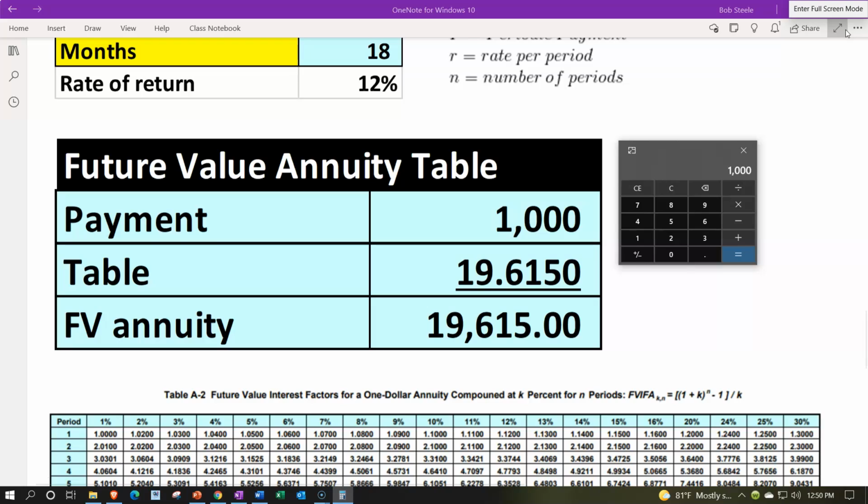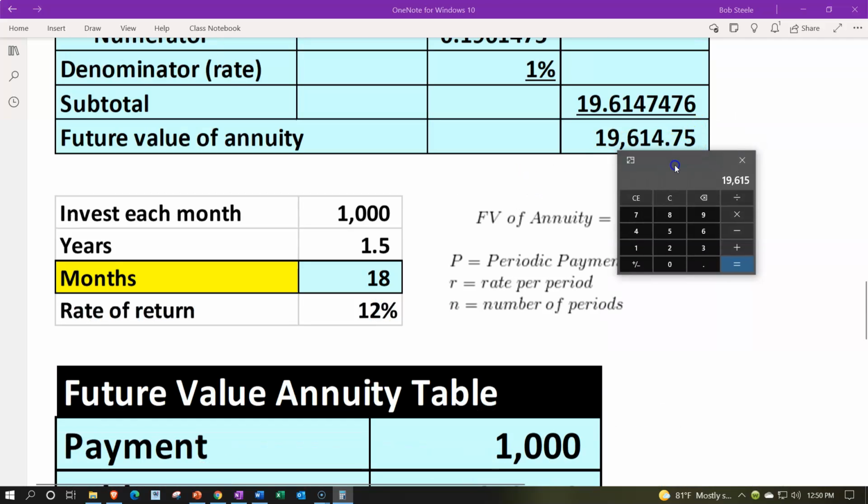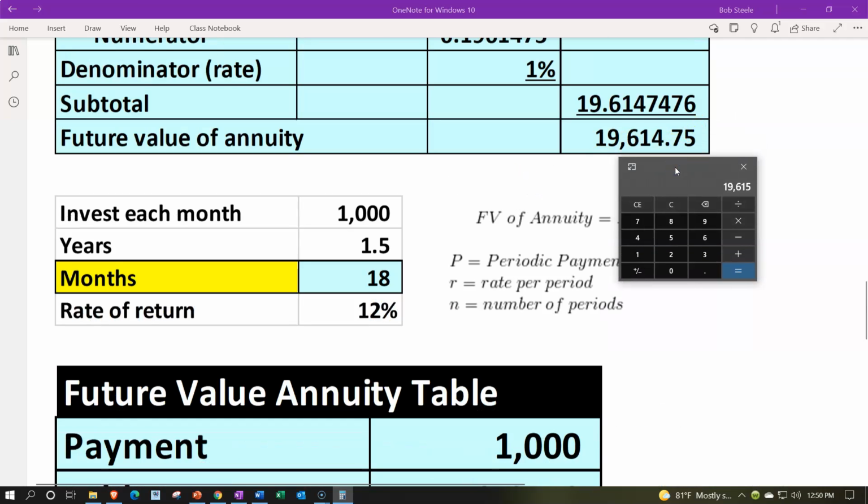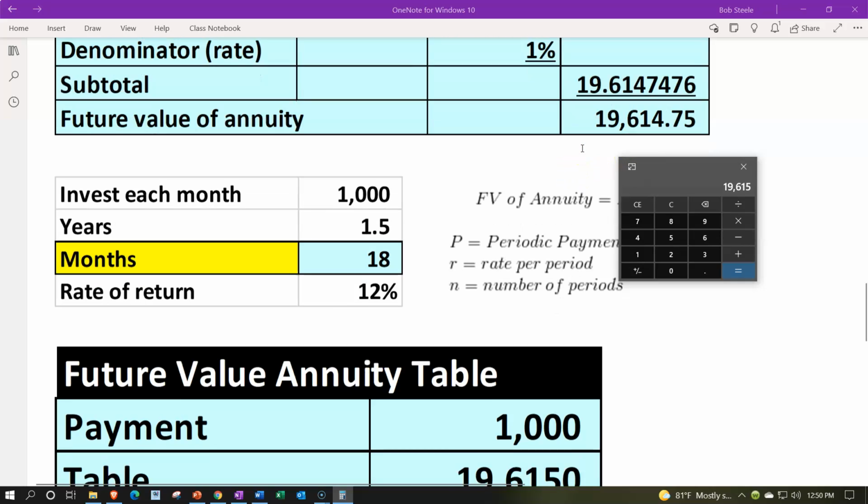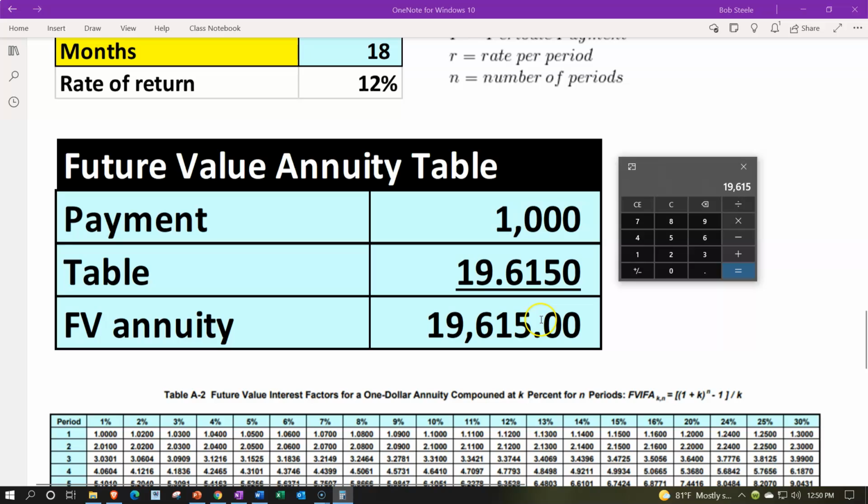1,000 times 19.615 gives us 19,615, which is slightly different than the 19,614.75 we got up top, because you can see that the table up top, this is the actual number if they were to build the table with this, and it goes on further than 3 digits. This results in a rounding difference between the more exact calculation up top and the more estimated number due to the rounding down below.